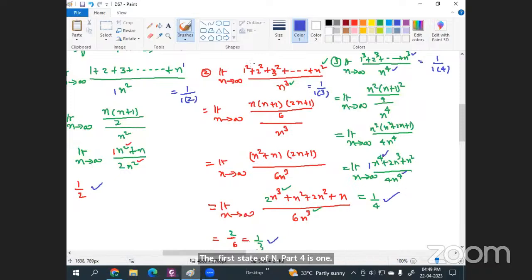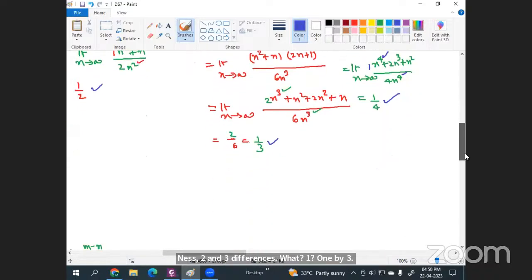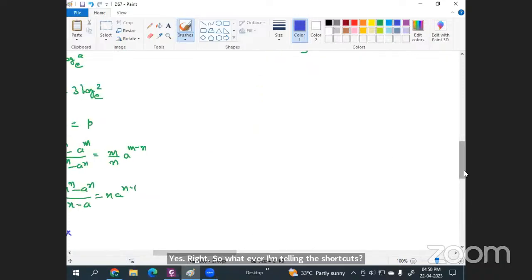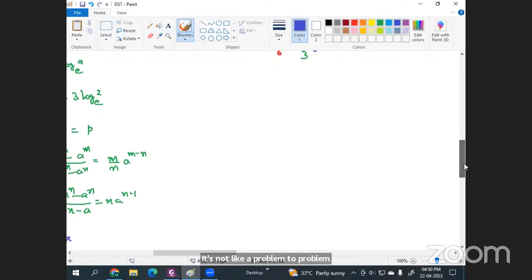By seeing it itself, you can tell the answers. Is it clear to all of you? But the next question, it won't work. Why? I worked out the problem, no? You can check it. Correct? The difference between 2 and 3 is 1, so 1 by 3. Is it clear? Yes, right. So whatever shortcuts I am telling, it is not problem to problem. Whatever model comes, you can apply it.